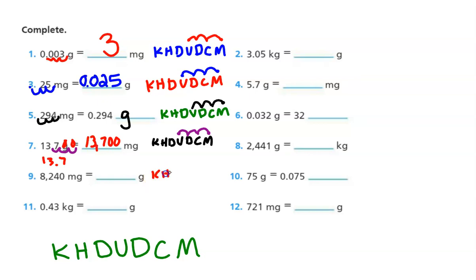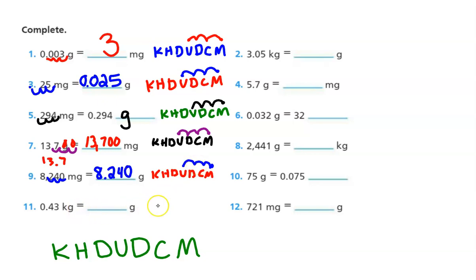King Henry doesn't usually drink chocolate milk. All right, so I've got 8,240 milligrams, which are right here, and I want to go to grams. So that means I'm going to go all the way over to here. So that would be 1, 2, 3 shifts to the left, which means I will go 1, 2, 3 shifts to the left to make this 8.240. Obviously, you don't need that last 0. That would still be the correct answer.